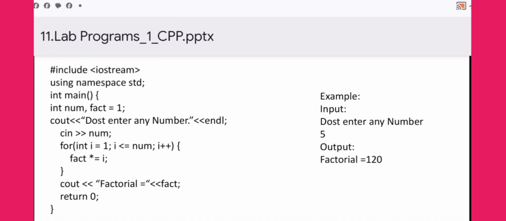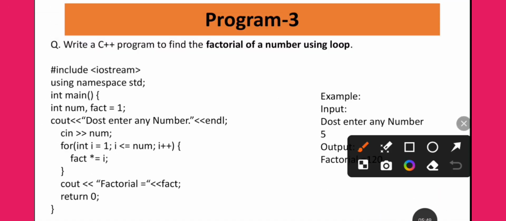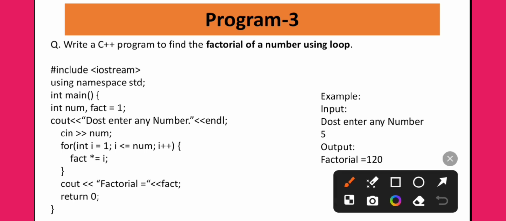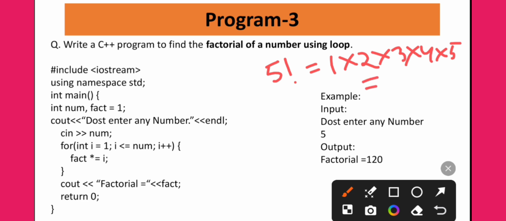Now we talk about question number 3. Question number 3 is: write a C++ program to find the factorial of a number. What do we mean by factorial? If we want to find the factorial of 5, it will be 1 into 2 into 3 into 4 into 5. Whatever answer comes after multiplying all these numbers starting from 1, we get the factorial.